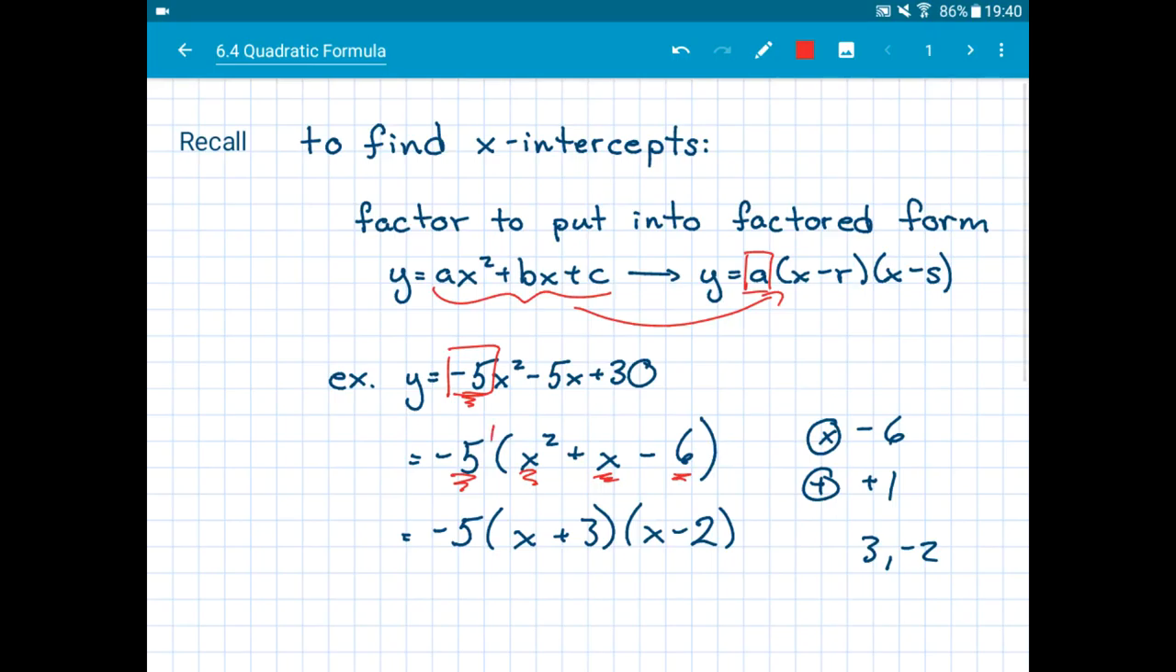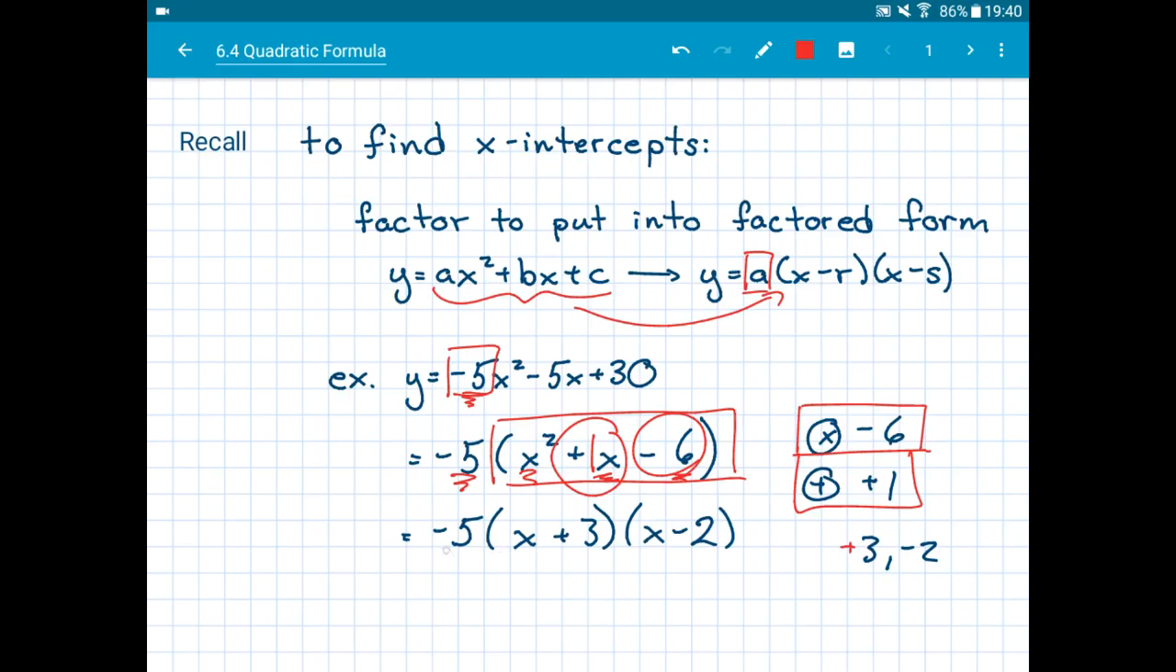Now we can factor this expression by looking for two numbers that multiply together to give you minus 6. That term comes from right here, and adds together to give you plus 1, and that comes from right there. So you can see it's plus 1x. Well, what two numbers make that work? Well, plus 3 and minus 2.